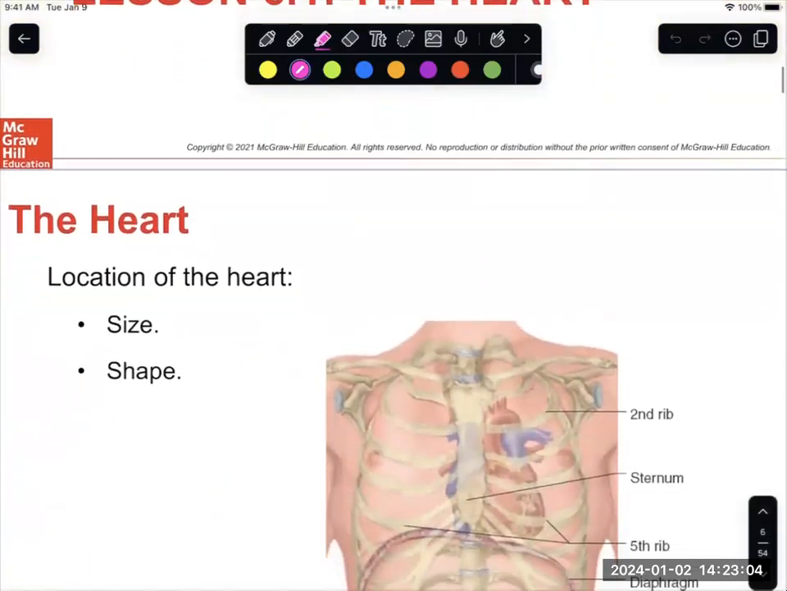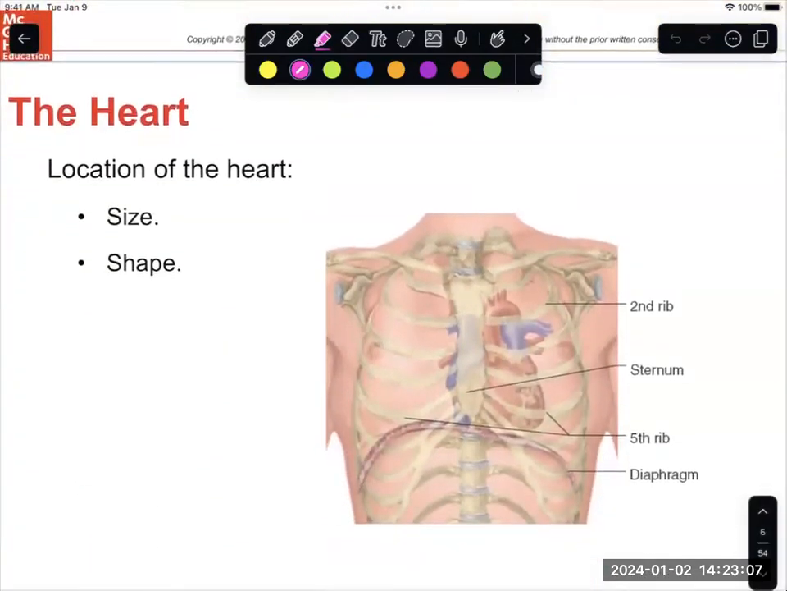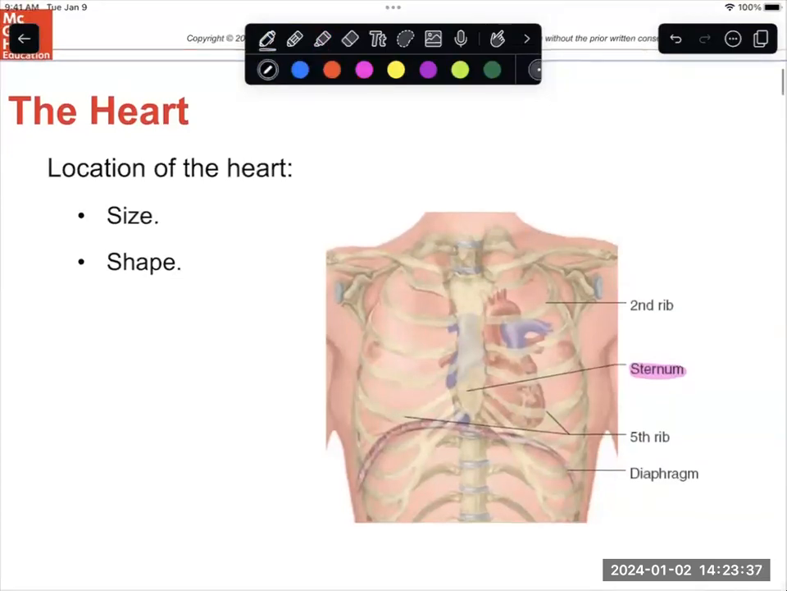The heart is about the size of a fist and weighs about 10 ounces. The heart is a blunt kind of cone pointing down and to the left. It lies slightly on the left side of the sternum, this bone here in the middle of your chest, in the front. The apex of the heart is at the bottom. So that point at the bottom here is considered the apex.